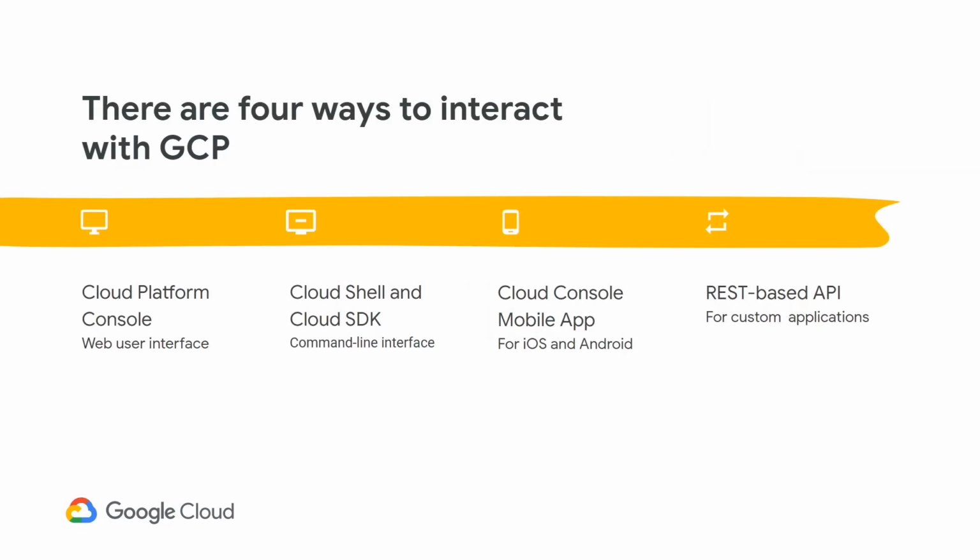We interact with Google several ways, and you're going to see me use at least three of these today. We're going to use the Cloud Platform Console, the web interface. We're going to use the Cloud Shell and the SDK, the command line. Actually, the Cloud Shell is a command line where we use commands like gcloud and gsutil. And then there's a mobile app. I won't demo the mobile app today, but you can download the Google Cloud Platform application onto your Android or iPhone. And there's also the programmatic RESTful APIs.